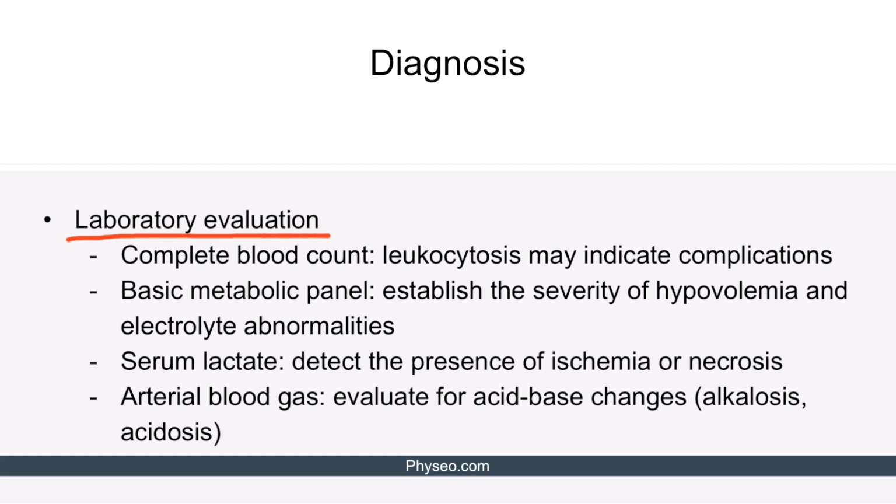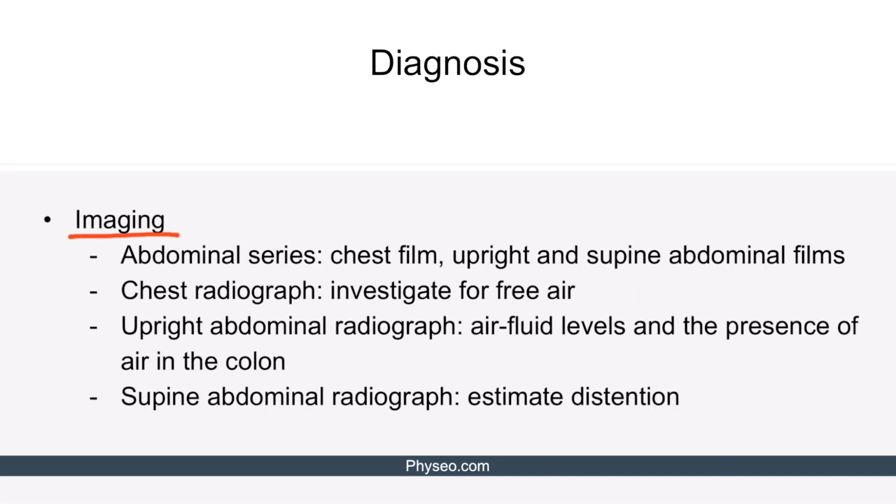An arterial blood gas can also be ordered to determine if there are any acid-base changes associated with the obstruction. Remember from earlier in the lecture that the vomiting associated with a small bowel obstruction can lead to a hypokalemic, hypochloremic metabolic alkalosis. However, if there is ischemia and necrosis creating lactic acid, the patient may be experiencing a metabolic acidosis. The initial imaging for a suspected small bowel obstruction is an abdominal series.